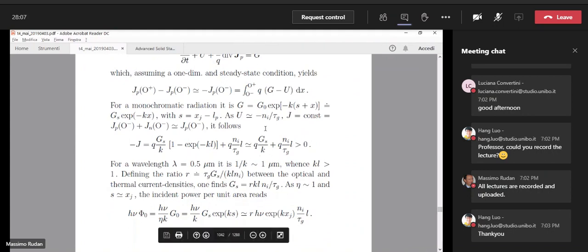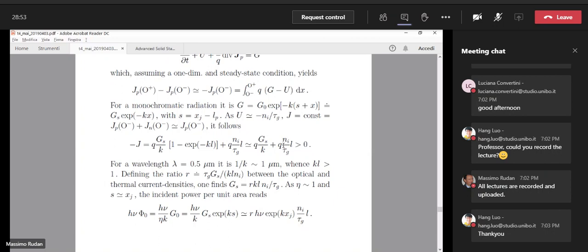One contribution comes from the photons, from the optical generations induced by the photons, and it is given by QGS over K. K is the absorption coefficient of the photons. And the other contribution to the current is due to the thermal generation, and it is given by Q times the intrinsic concentration over the generation lifetime times the length L of the depleted region.